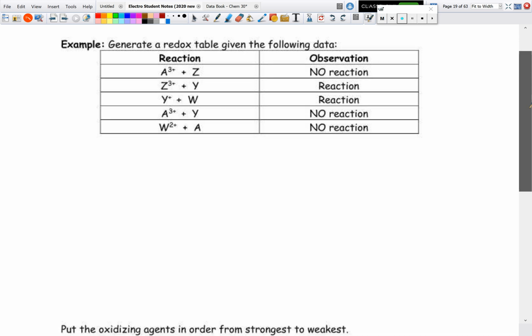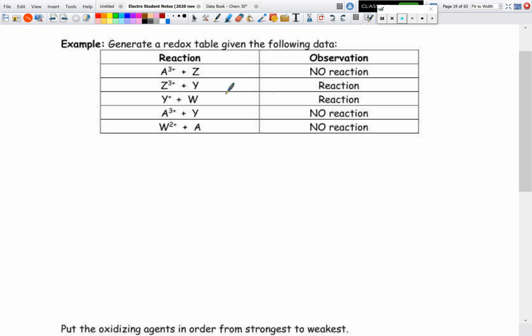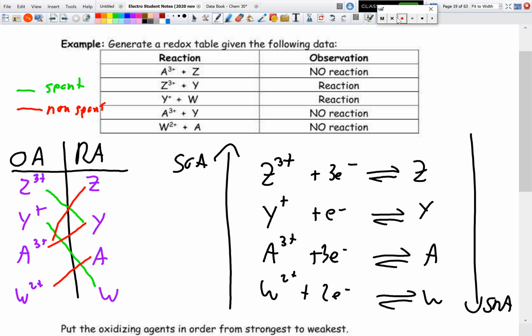All right, so see if you can get this one on your own based on these unknown elements and the observation if there's a reaction or no reaction. So I'll put the answer up in 3 seconds. You should get something that looks similar to this. So the T-chart's just off on the side here.